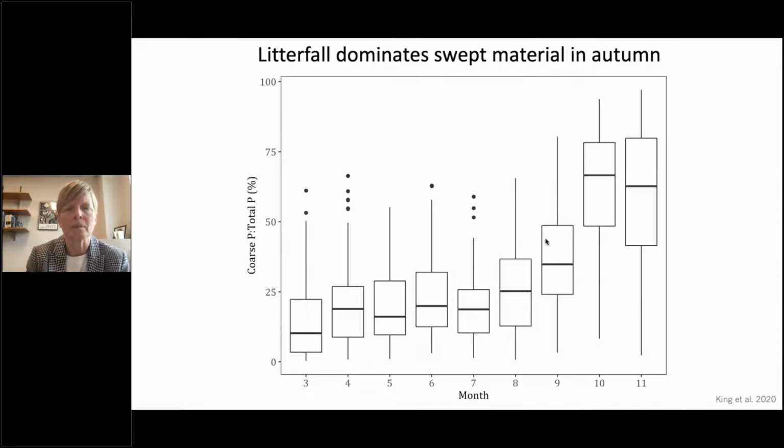This graph just shows the proportion of the total phosphorus in sweeping loads that was coarse material greater than 2 millimeters, which was primarily litter from trees. And you can see that in the autumn, in these 2 months here, October and November, about 70% of the litter fall is this coarse material. So it's coming from leaves. So tree litter fall is dominating the material that's swept up, particularly in the fall.